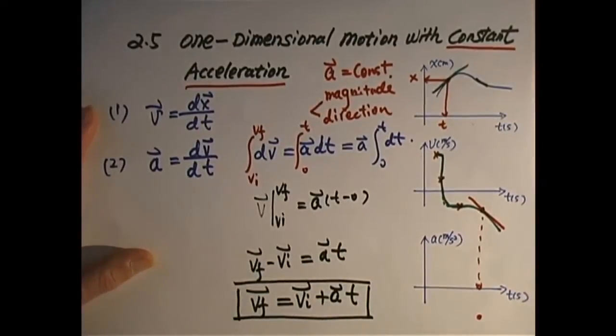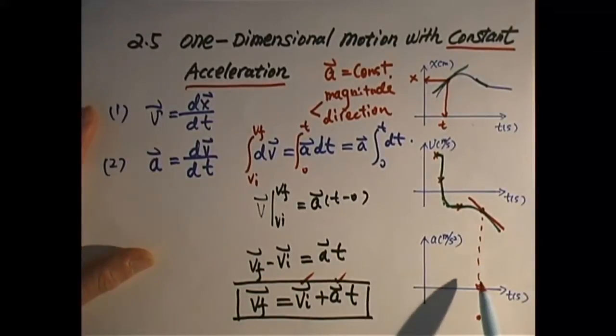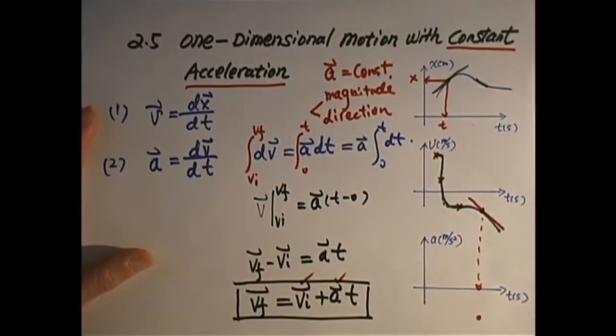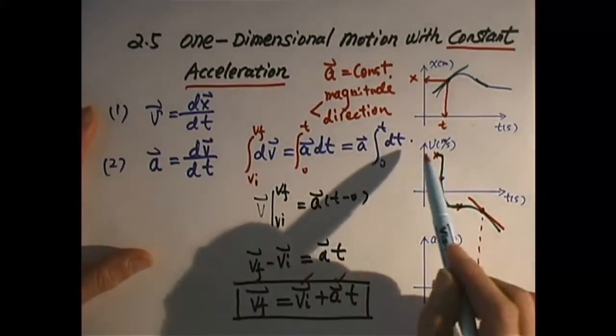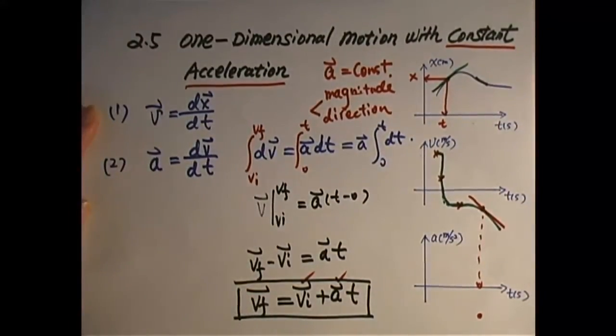This is a very important equation. It tells us that if we know the constant acceleration and the initial velocity, then if you give me a time interval, I can tell you the final velocity. So if you have information about a versus t, I can produce v versus t. Then, how can we go from v versus t to x versus t? Yes, we can do that.